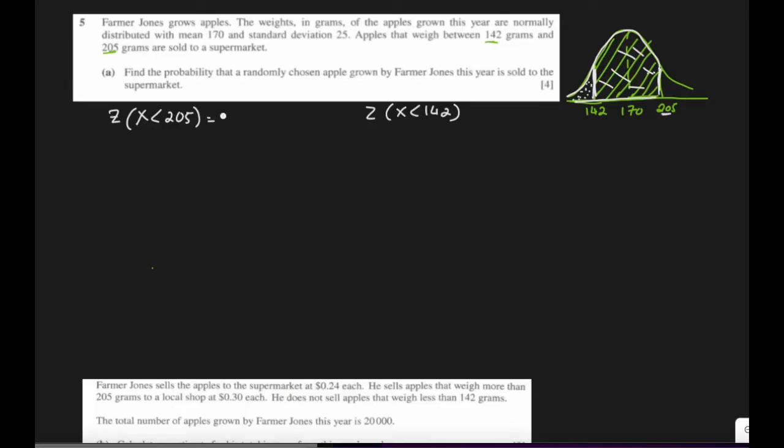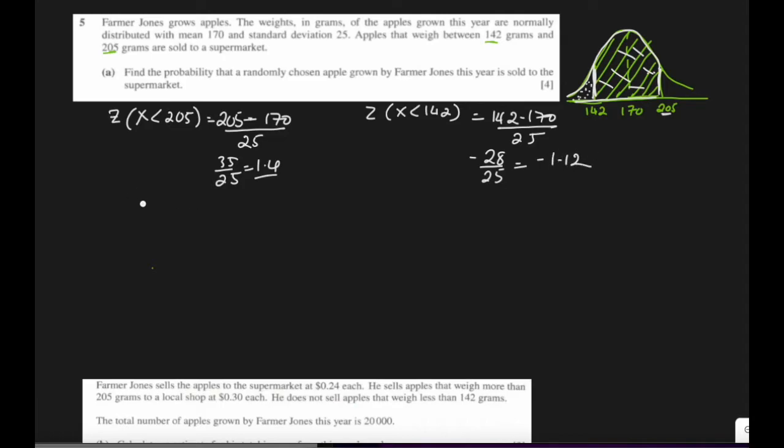The formula is x minus mean, which is 170, divided by the standard deviation, which is 25, given. Same here, 142 minus 170 divided by 25. So this will be 35 over 25, 1.4. This will be minus 28 over 25, which is negative 1.12. Now we have to convert them to probability.